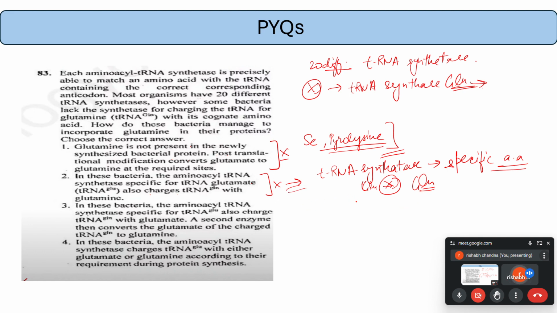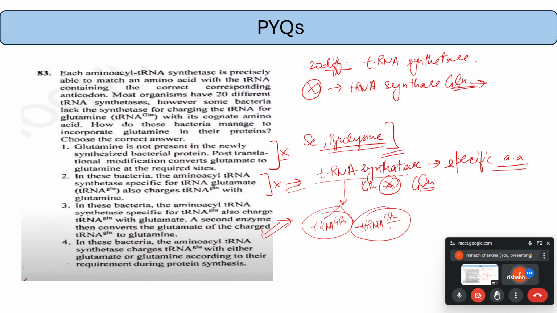Then, in these bacteria, the amino acid tRNA synthetase specific for tRNA glutamate also charges tRNA glutamine with glutamate, and a second enzyme converts the glutamate of the charged tRNA glutamine to glutamine. So yes, this option is correct. Why? Because the tRNA synthetase for glutamate can recognize the tRNA for glutamine. This is for glutamate and this is for glutamine. So this tRNA synthetase recognizes both of these tRNAs, and what do they do?